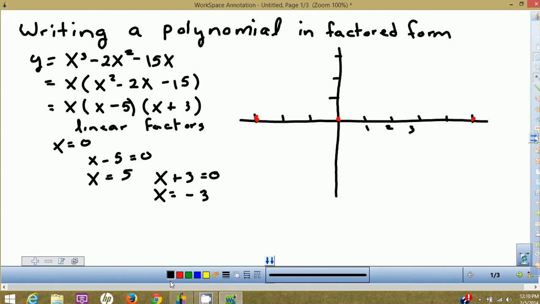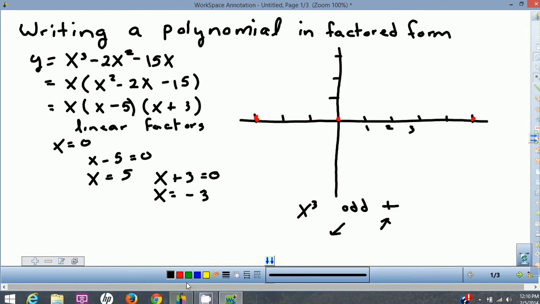So what else do I know? Well, I know that my leading term here is x cubed. That means that I have an odd degree, the 3 is odd, and I have a positive leading coefficient. My leading coefficient is 1, and that's positive. So that tells me the end behavior of my function. It tells me that I'm going to go down to the left. As x approaches negative infinity, y approaches negative infinity. And it tells me I'm going to go up to the right. As x approaches infinity, y approaches infinity.